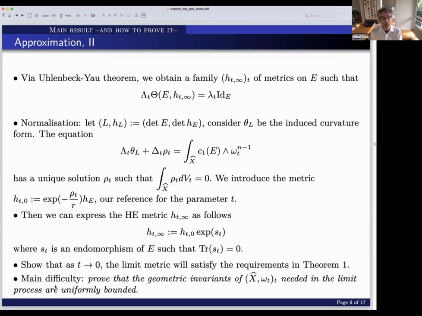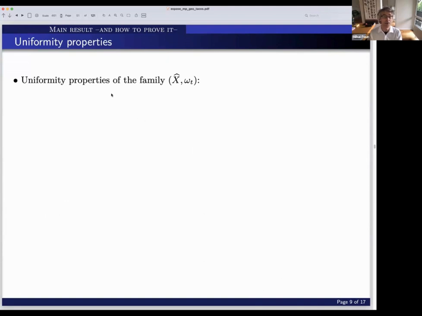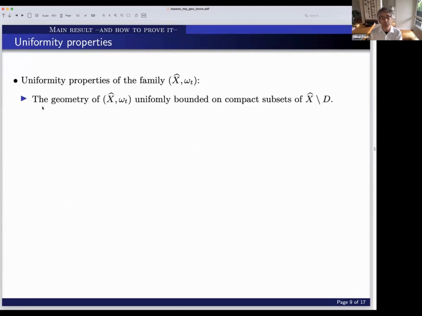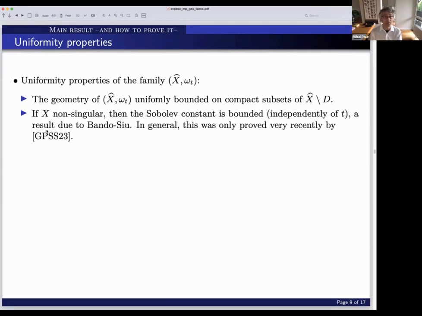And then in what follows, I will explain to you the main difficulty in doing this: in order to take limits, you have to make sure that you have some estimates, and the geometric invariants which are needed for this family of manifolds are to be bounded, right? So let's see, what do we have at hand about this family? Well, in the first place, in the complement of the exceptional divisor, things are fantastic. The geometry is uniformly bounded on any compact subset here, so we don't have any trouble with that.